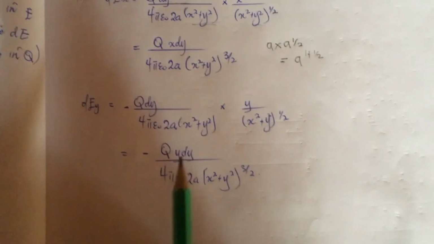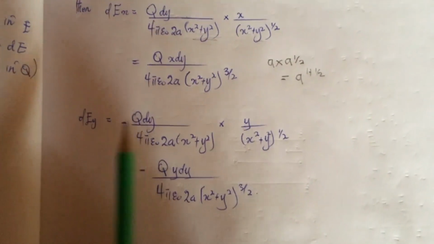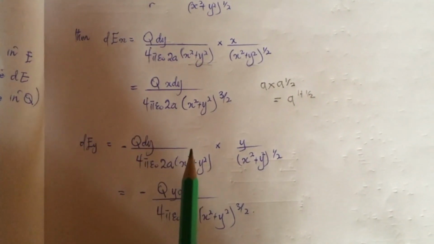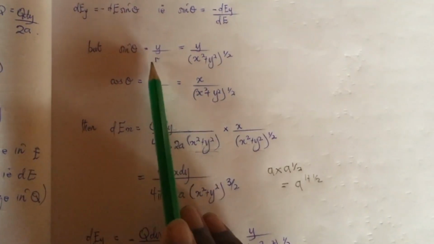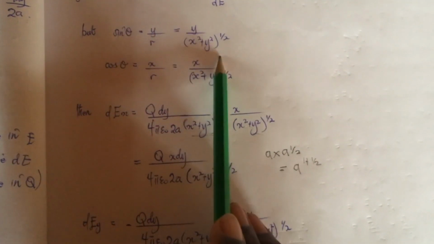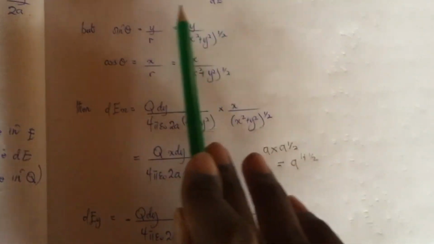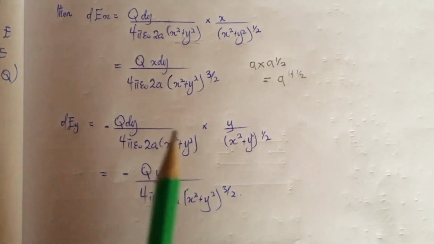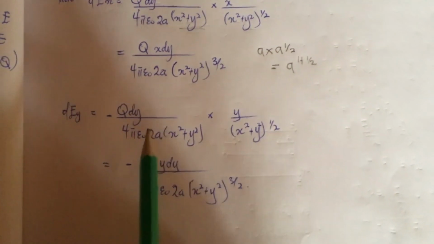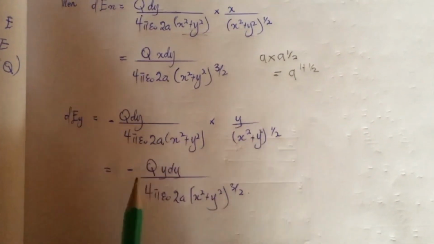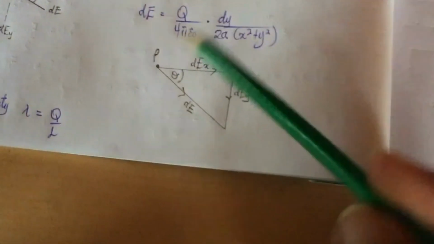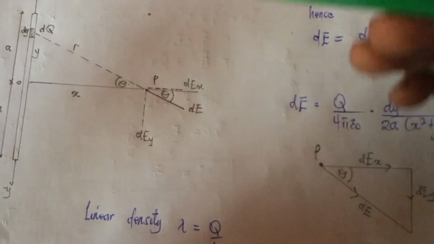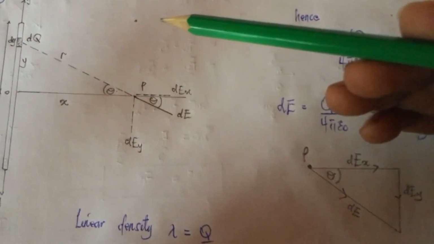Our dEy. From our dEy here, we all know that it is changing, negative dE sine theta. And as you all know, this is our sine theta. Sine theta is y over R. The whole of this is R. So we will come and substitute everything here into our dEy. The negative should always be there because, as you can all see, it is pointing downwards, which is the negative y-axis. Assuming it is in this direction, that's when you are going to get it to be positive. So always keep it in mind.